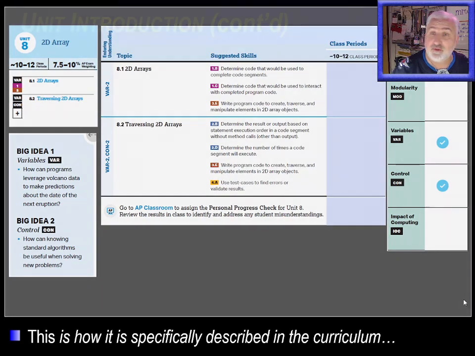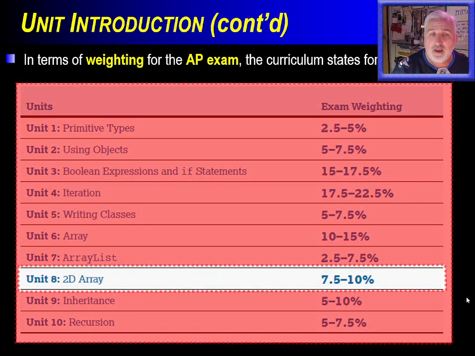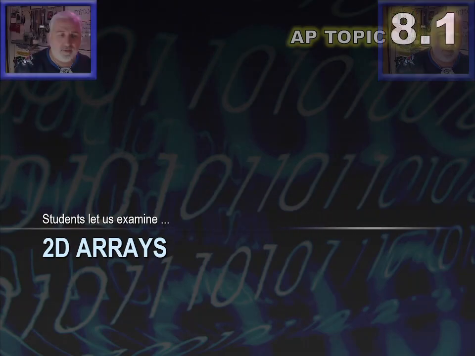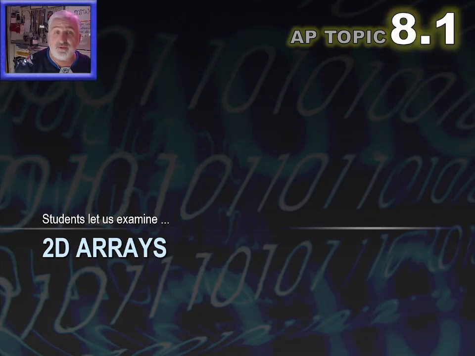As far as the weighting on the AP curriculum, the 2D array is between 7.5 to 10% of the exam content. So it matches up with inheritance. It's a little bit more than primitive types or using objects. It's a little less than the array itself. It's a little more than the array list. So arrays, array lists, and 2D arrays all kind of mix together into these data structures that you'd be studying. All right, let's move on from that to Curriculum Content 8.1, the 2D array.